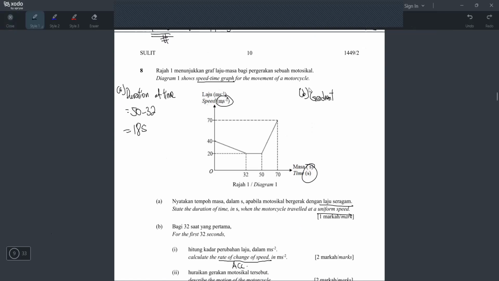So how do we find acceleration? Use gradient. So how do we find gradient? Okay, there are many lines here. Which gradient do you actually want? So for the first 32 seconds, we are definitely only focusing on this line. We need two coordinates to find the gradient. So what are the two coordinates? We have 0, 40, the first one. And then the other one is 32, 20.